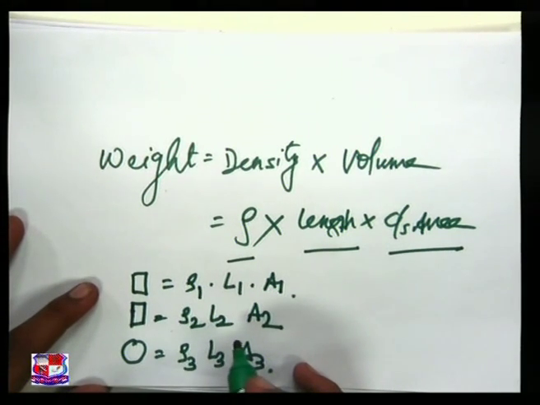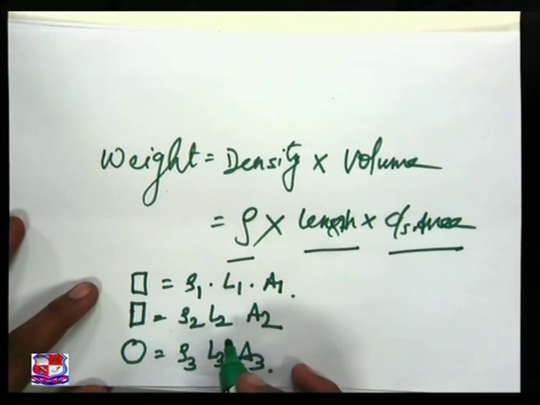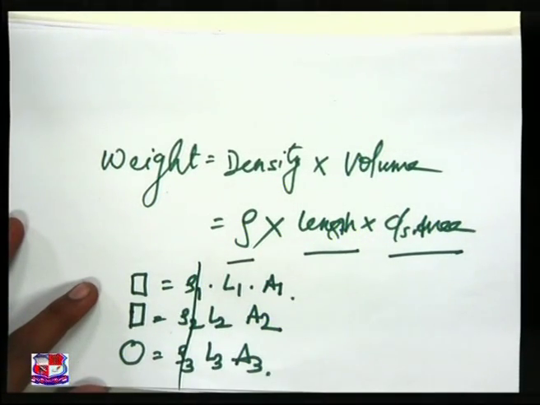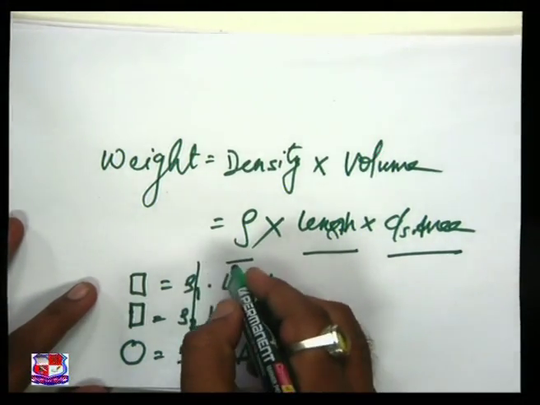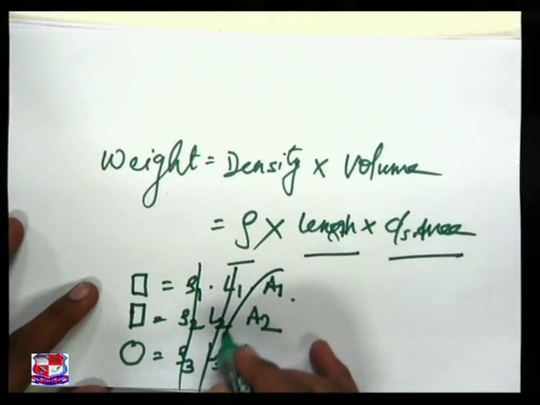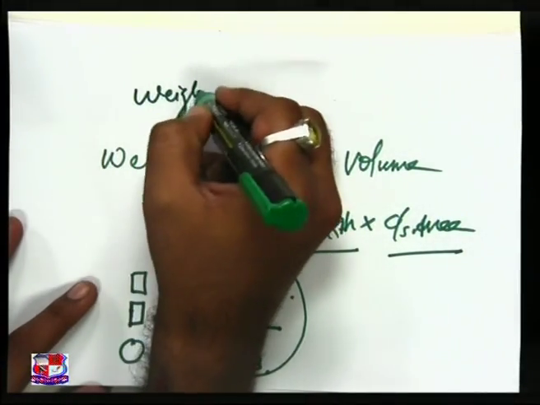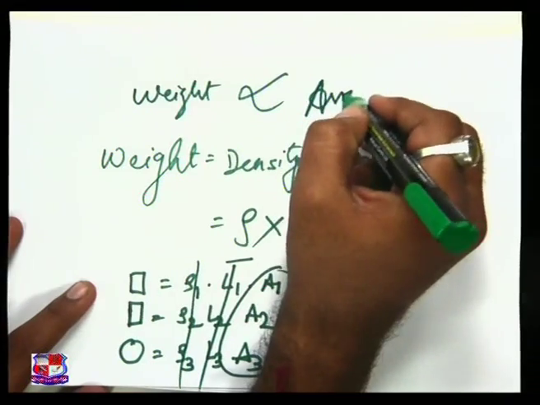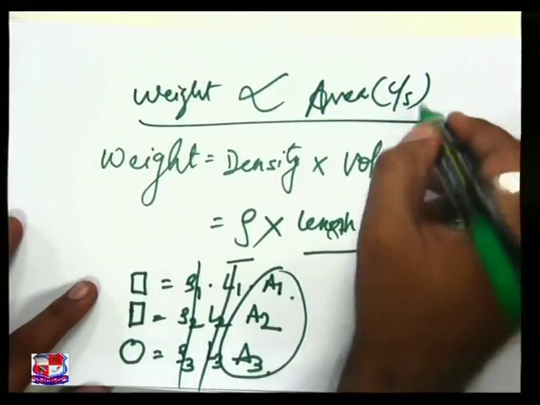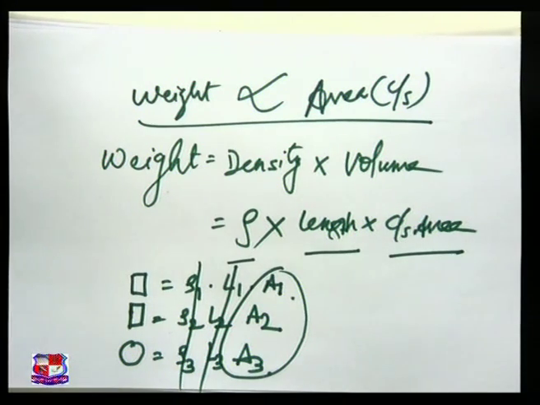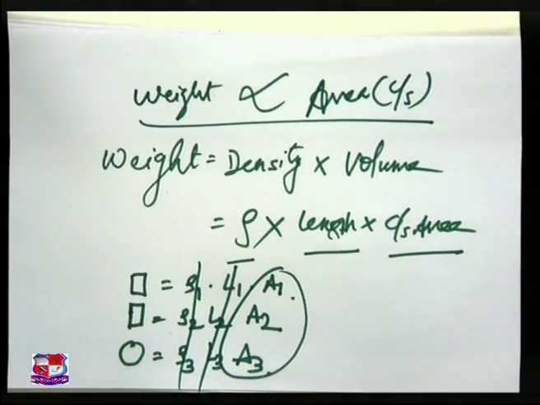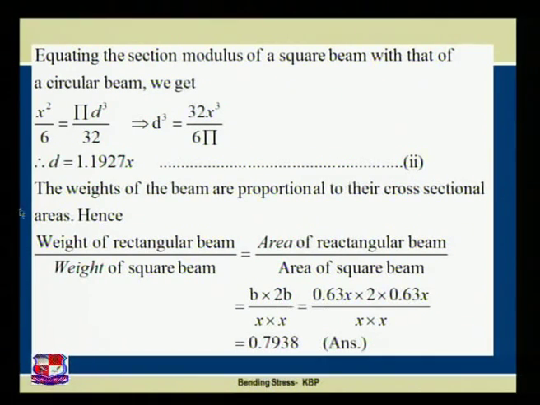Now in all the three cases, they are made up of the same material. Rho is the same. Length is also the same, as has been stated. Only the changeable parameter is area. So in our problem, weight is directly proportional to the cross sectional area. So if we come to this particular PPT, the weight of the rectangular beam divided by the weight of the square beam is equal to the area of the rectangular beam to the area of the square beam.